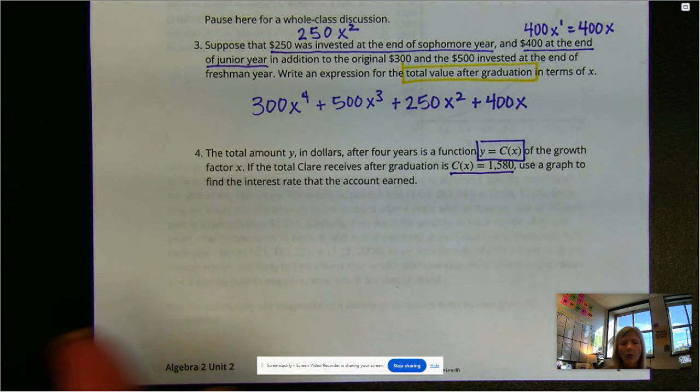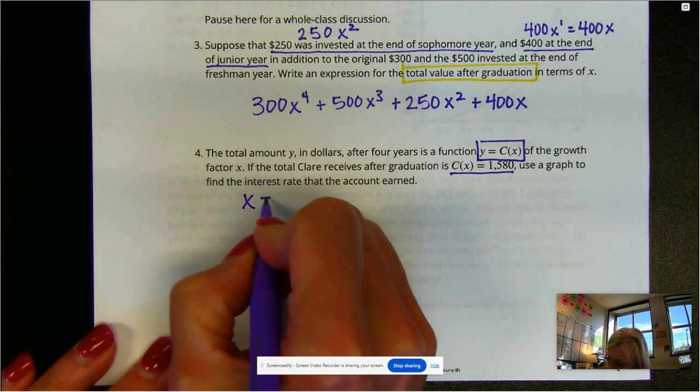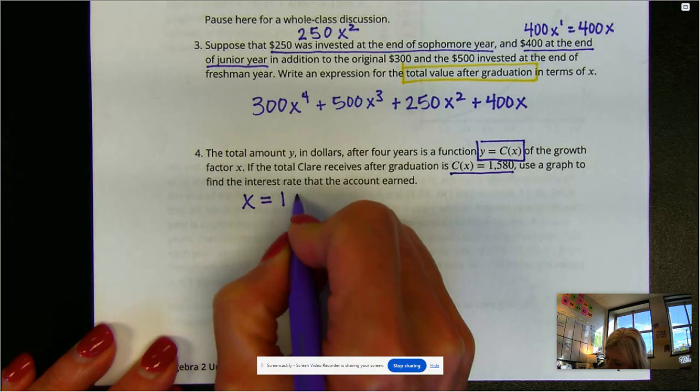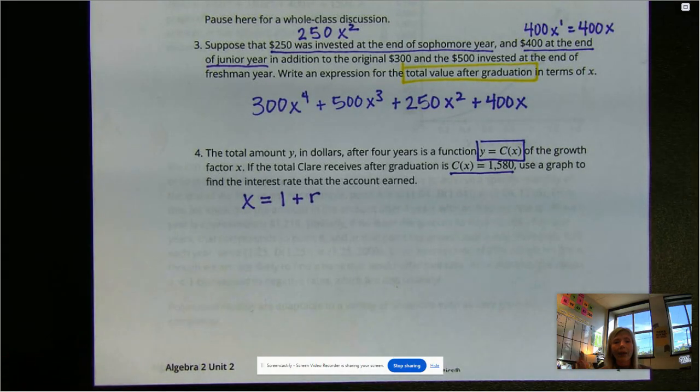Okay, so what we're going to do, because we know that x is equal to 1 plus r, is use a graph to figure out what x is, and then once we know what x is, we can solve for r, which is the interest rate.